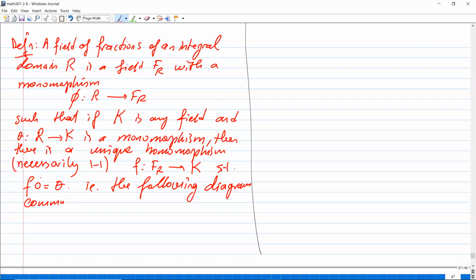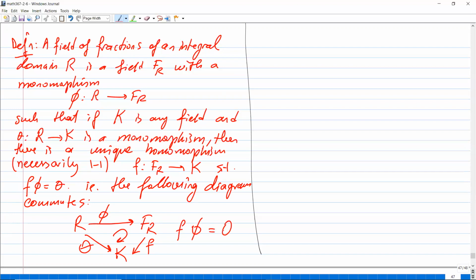So the diagram is like this. We have a monomorphism phi from R to F of R. So it's an embedding. An embedding is a monomorphism. And if we have another field K, phi is fixed, and if we have a monomorphism theta from R to K, then there is a unique homomorphism f such that this diagram commutes. This means that when you go by phi first, and then by f, that should be equal to theta.